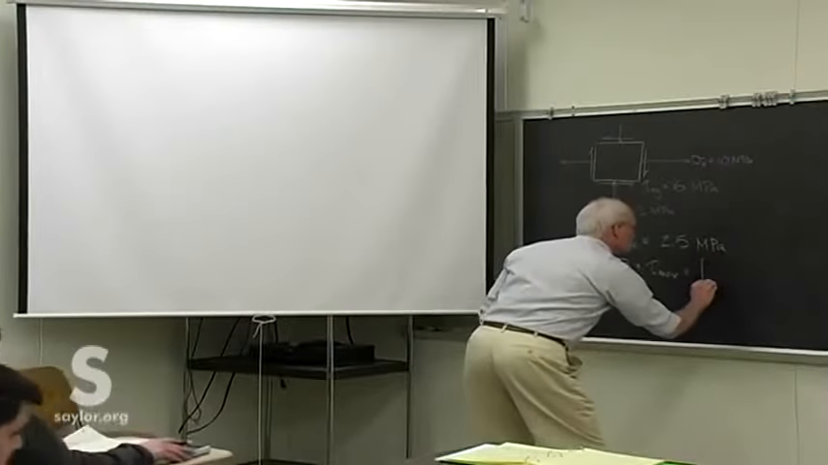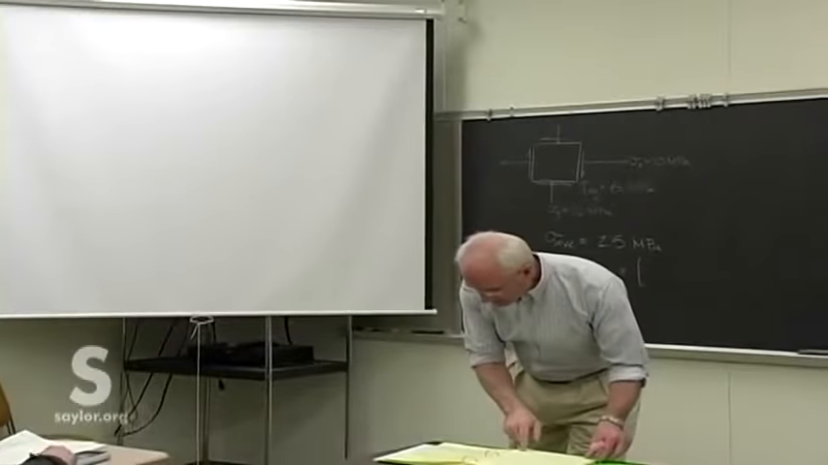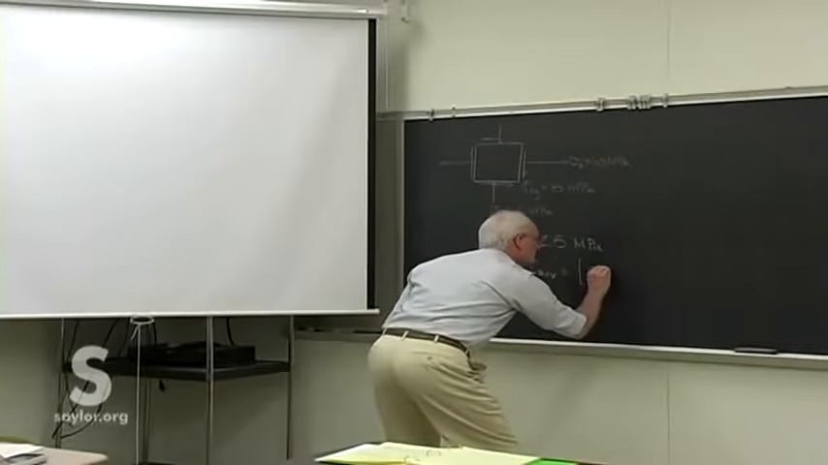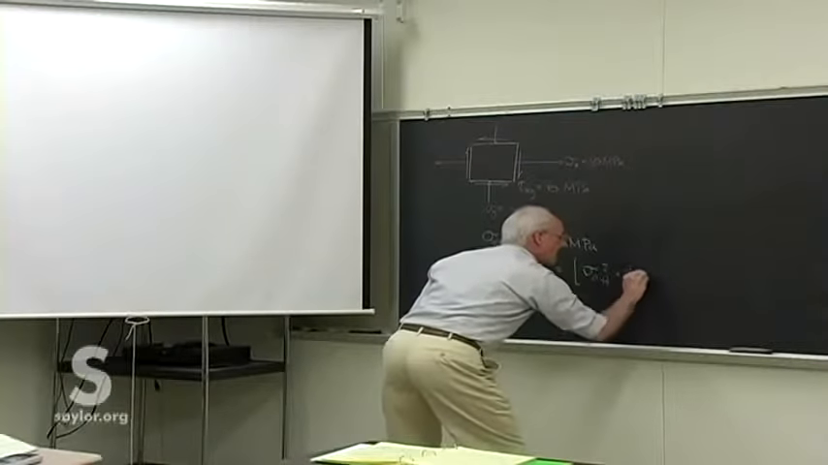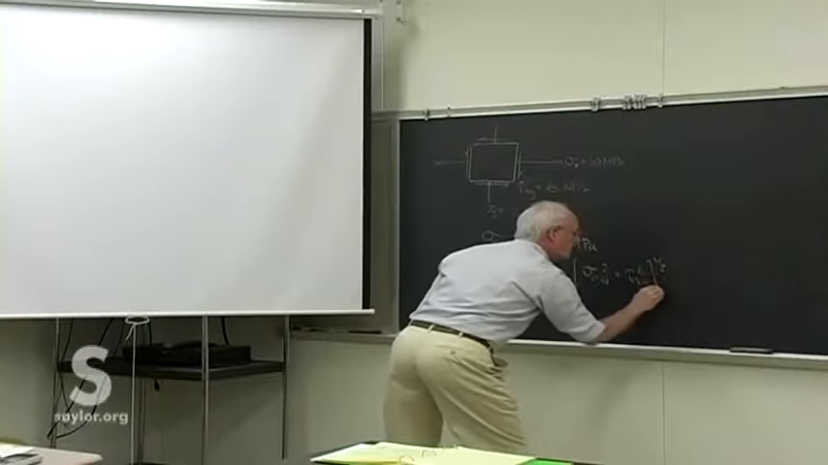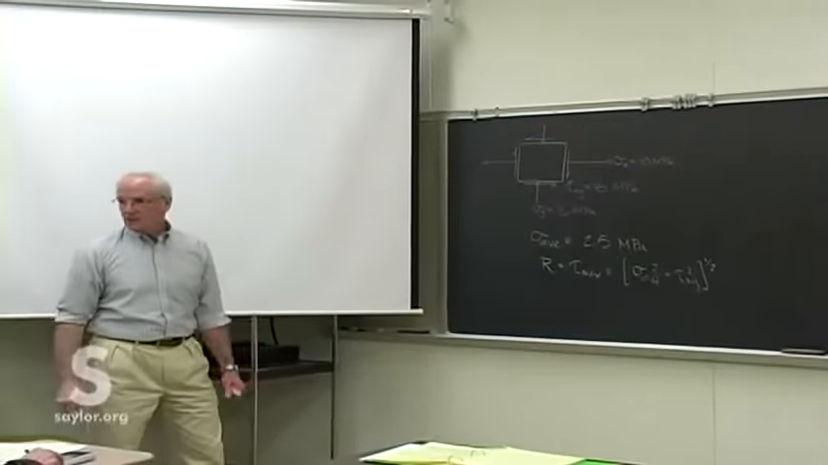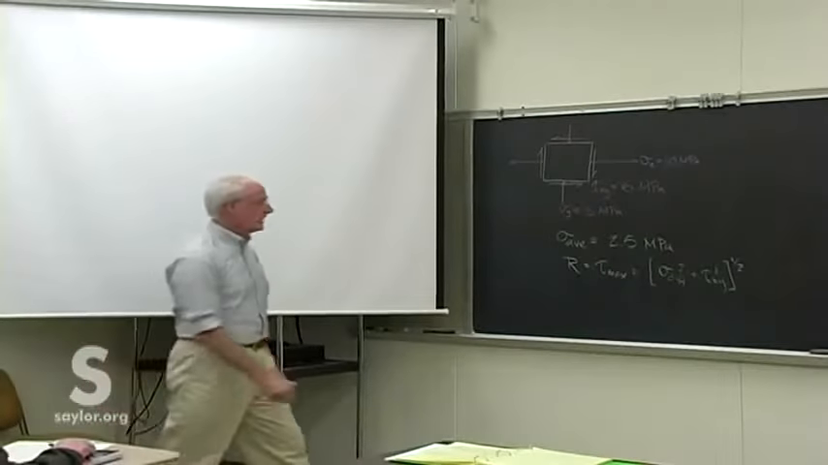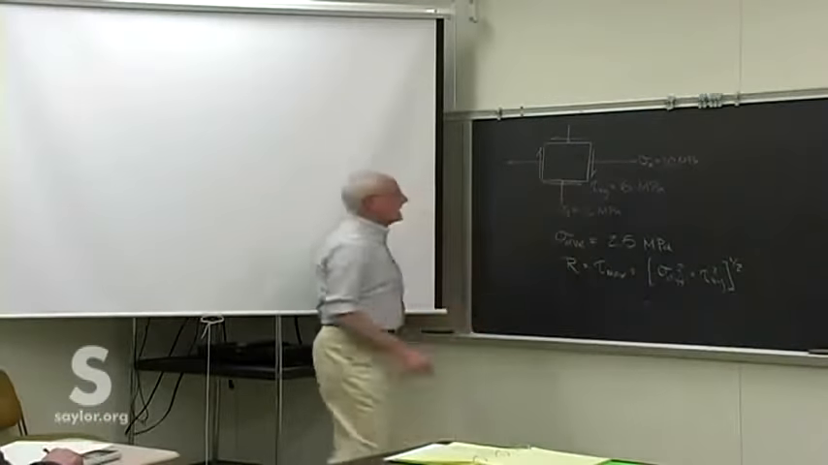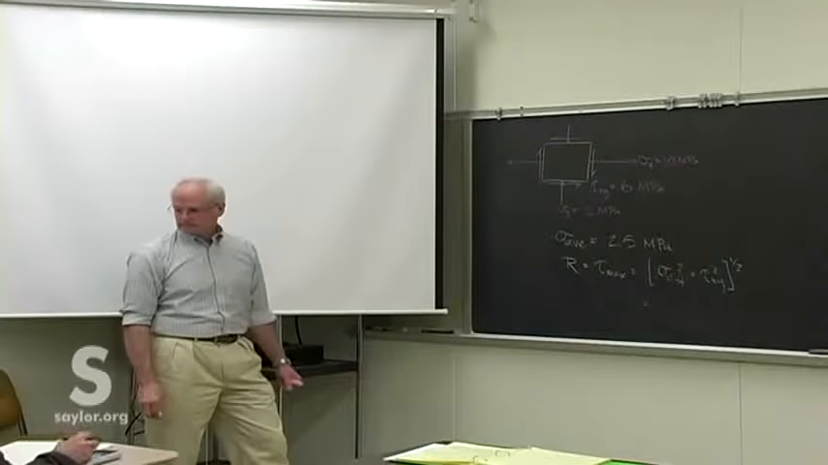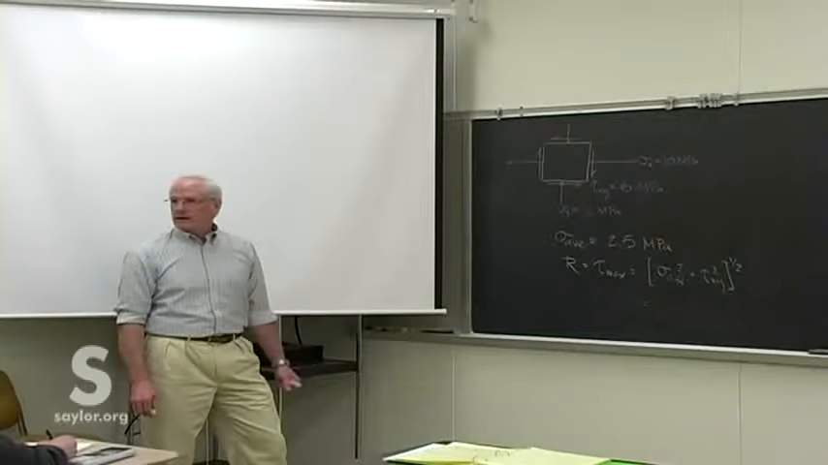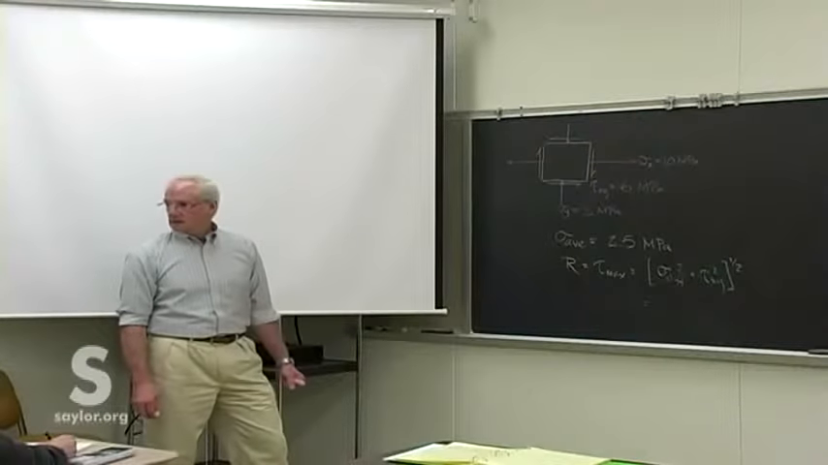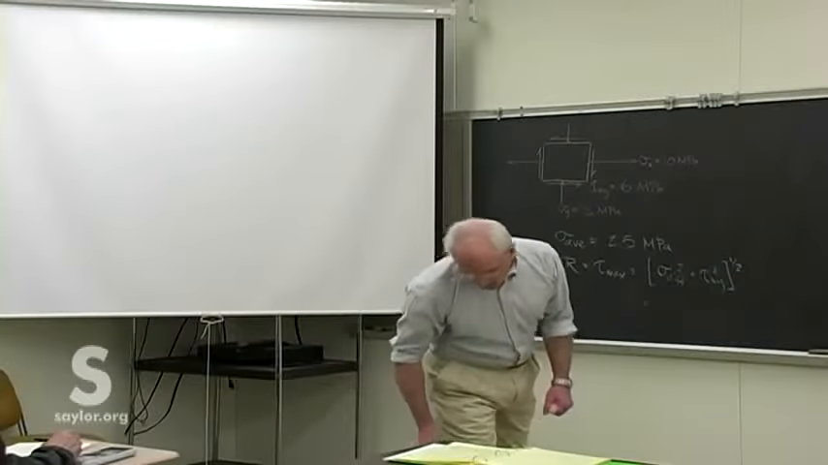Remember, that's the square root of sigma diff squared plus tau xy squared, and we already have sigma diff, so you don't have to redo anything. We got tau xy from the original analysis anyway. And what do you get for R? 9.6. R is 9.6? Yeah, that's what I got.